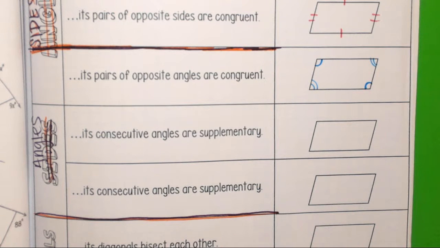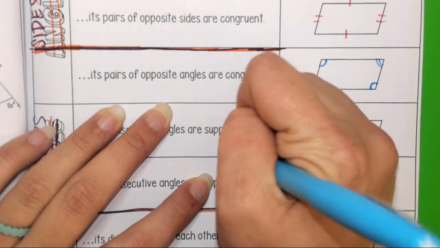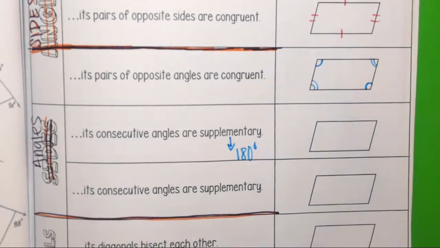All right, who remembers what it means for angles to be supplementary? I know it's a 90 degree. They equal to be 180, I want to say. They add up to be 180. Take a point. And what does it mean for it to be consecutive?